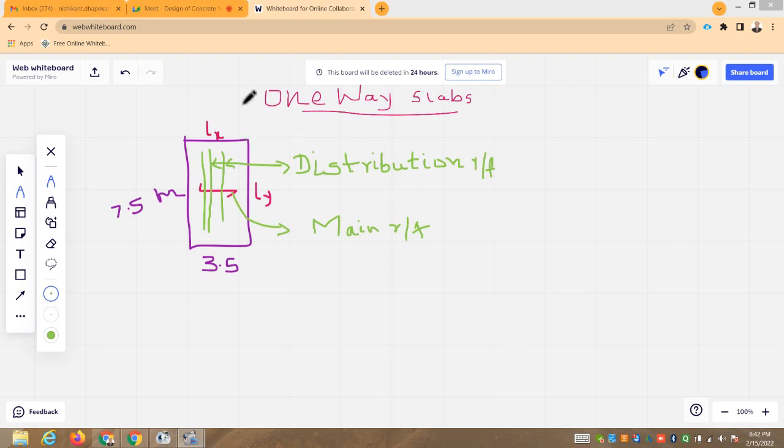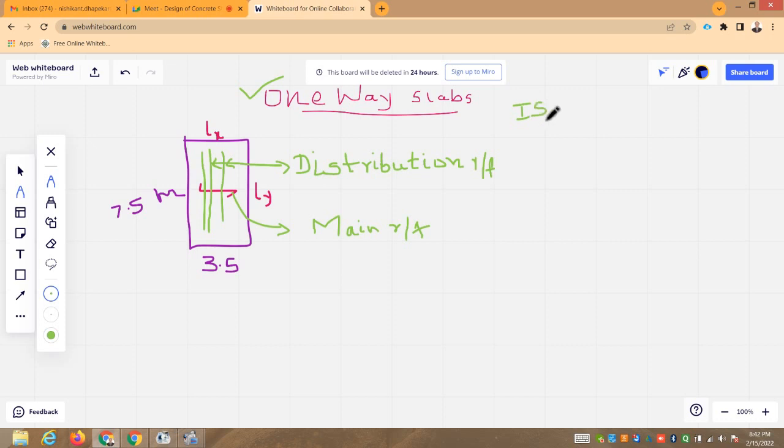Main reinforcement in one-way slabs is to be provided along the shorter span, as I have shown here. Perpendicular to the main reinforcement, we provide distribution steel or distribution reinforcement. So let us see a few clauses. What are the guidelines by IS 456?